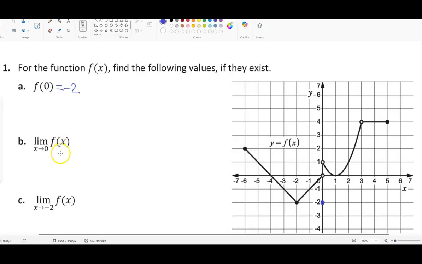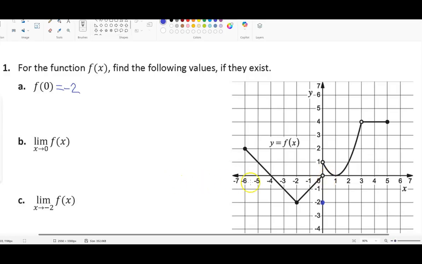So next step, what is the limit of function f of x as x approaches 0? So as x approaches 0 on the left hand side, you can see that the graph approaches this point. And it doesn't matter that the function is not defined at this point, but the graph approaches y value of 0 when x approaches 0 on the left-hand side.